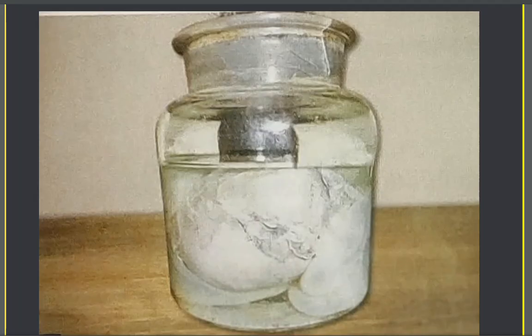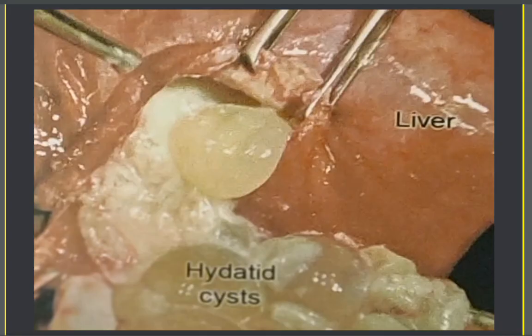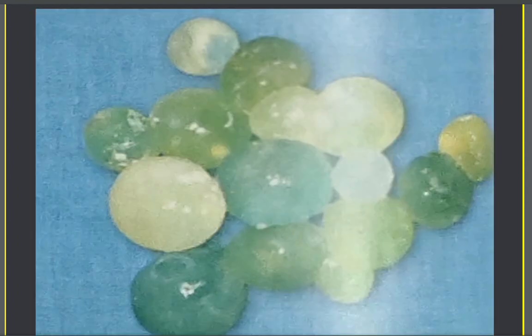This is the morphology of a hydatid cyst. Here, see, this is the hydatid cyst taken from liver. This is the typical look of a hydatid cyst of liver. See this. This is also a hydatid cyst of liver.